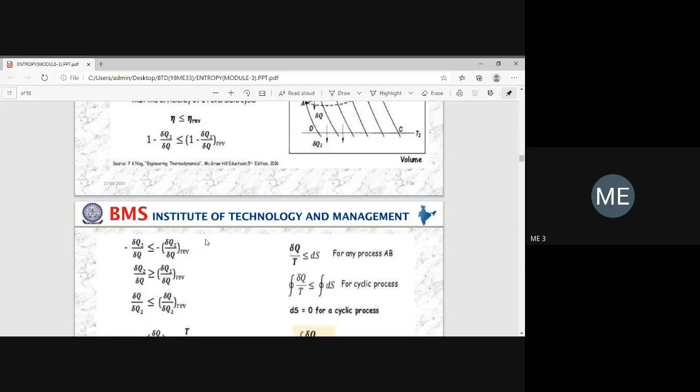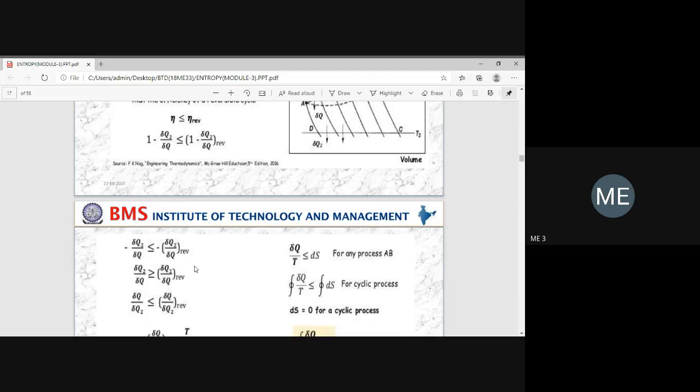Now I am neglecting the term one on both sides. We can write minus dq2 divided by dq is less than or equal to minus dq2 divided by dq for the reversible engine. First you write the expression for efficiency, then write the equation for efficiency. Next, neglecting one on both sides of the equation, we can write minus dq2 divided by dq is less than or equal to minus dq2 divided by dq reversible.